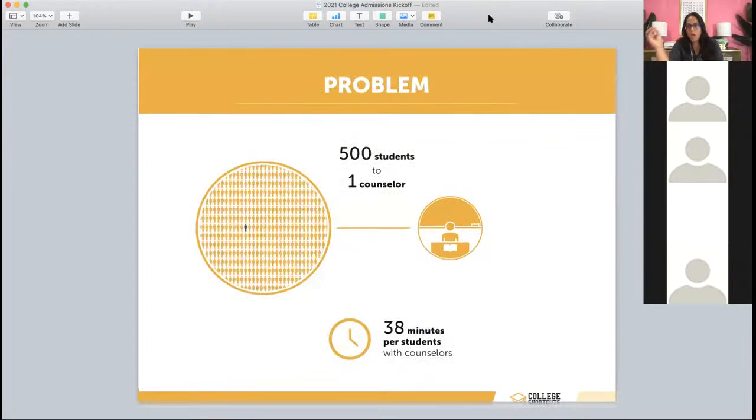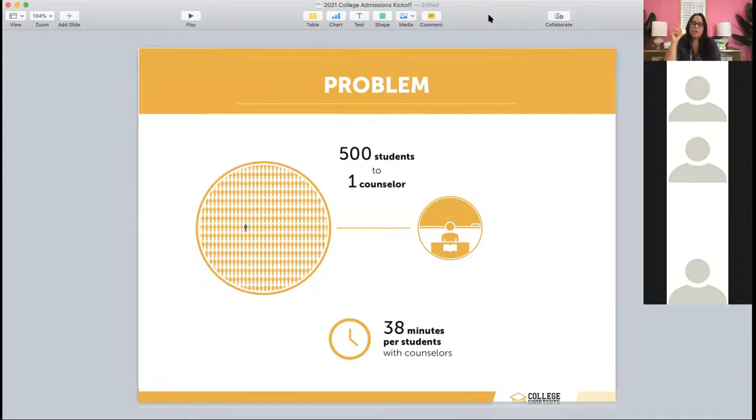Now, one of the big problems and why College Shortcuts exists, and please let me know in the chat box if your child is at a public school, or how large is the grade of your child's school and the grade that they're in. So if they're in 10th grade, how many students are in that grade? On average across the United States, we've got 500 students to one counselor who's helping with college admissions.